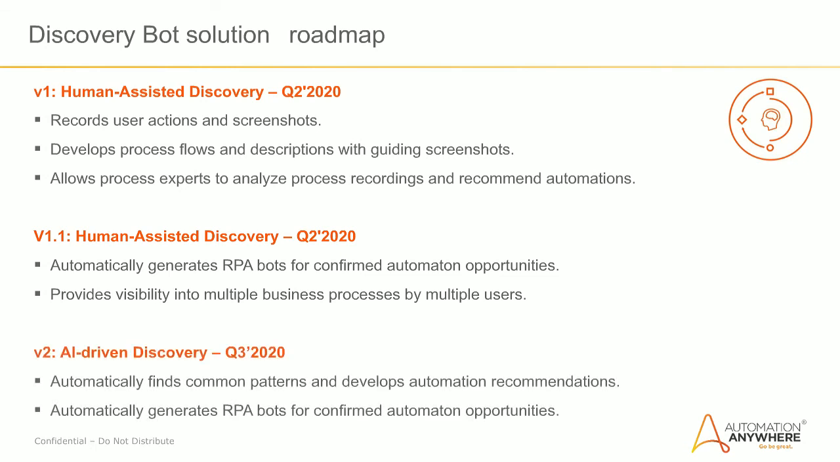And then the final version point is that when we get slightly further down the year, so Q3 of this year, this is when you get the AI-driven discovery piece of the product. So this is where you start to find patterns in workflows. You'll start to have the solution automatically recommend to you opportunities for automation, and you're going to have those opportunities then generated automatically as bots.